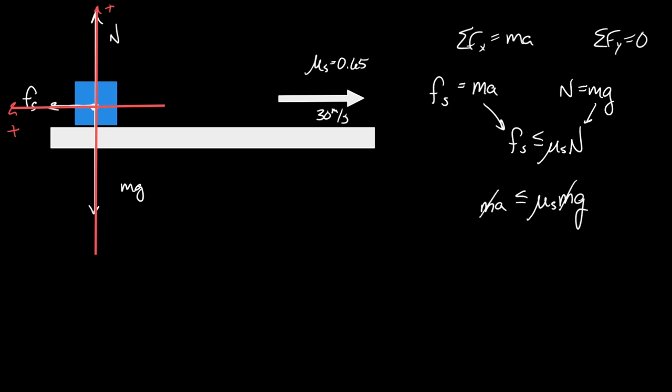Cancel the m's. So my acceleration has to be less than or equal to 0.65 times 10. So the acceleration of the vehicle has to be less than or equal to 6.5 meters per second squared. I'm doing this to preserve the inequality. The truck can slow down with less acceleration than this, but it can't slow down with more acceleration than this.